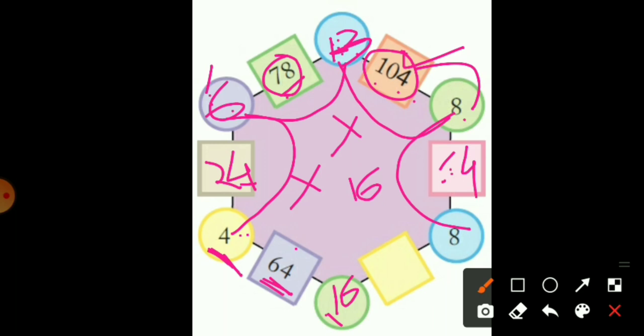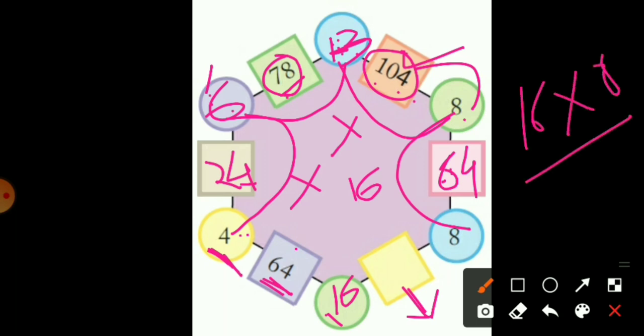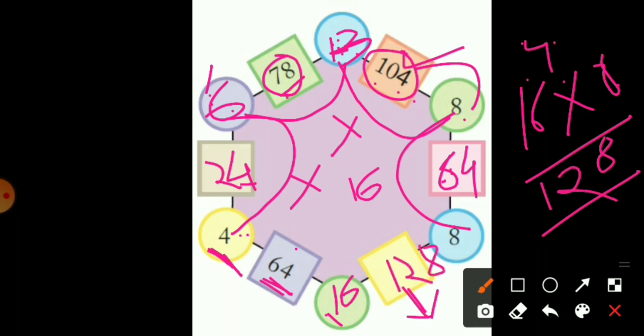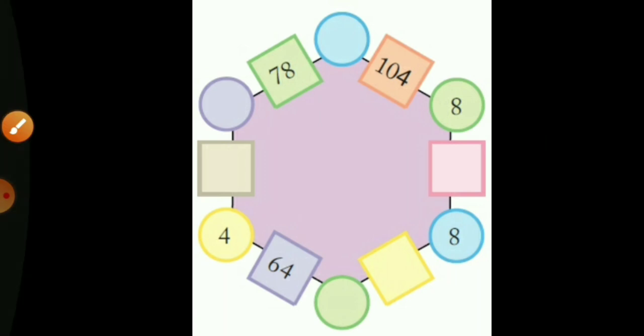So in the square box you have to write 64. Now the last square is remaining. Can you tell me which number will come here? Multiply these numbers. 16 times 8, let's multiply this. 16 times 8 is 128. So in this way, this magic hexagon 2 is filled.